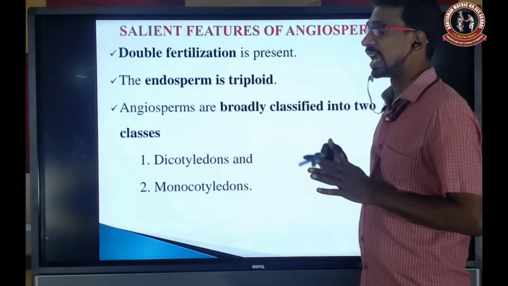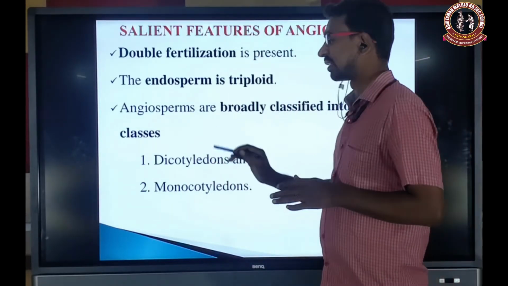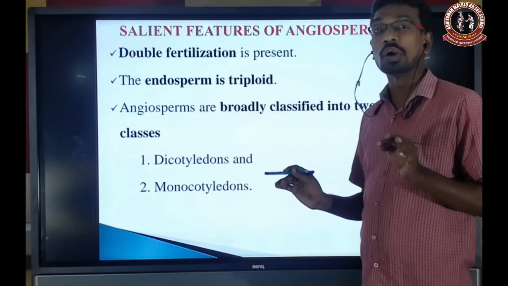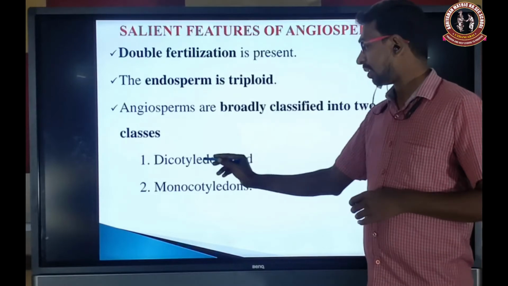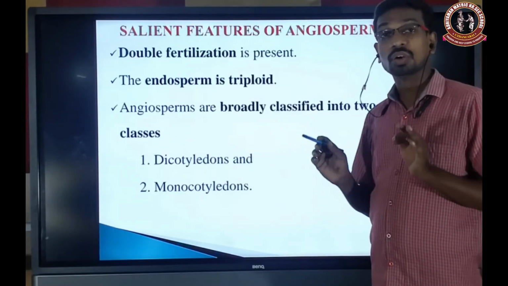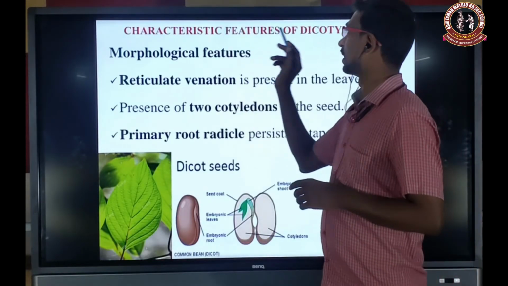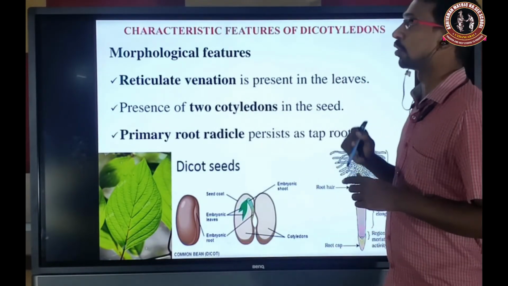Angiosperms are broadly classified into two classes. Class 1, dicotyledons, and class 2, monocotyledons. Dicotyledons and monocotyledons. So first we are going to see the morphological features of dicotyledons.